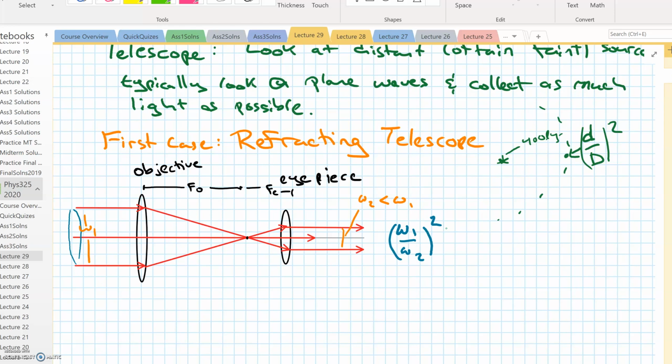So how do we write this in terms of the objectives? We can do it simply by geometry. Let's have a look.